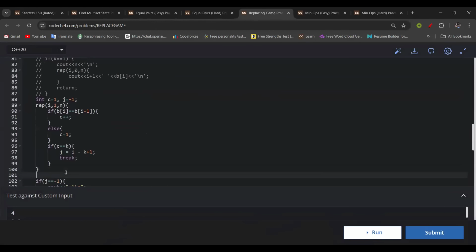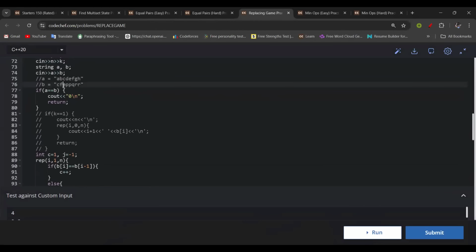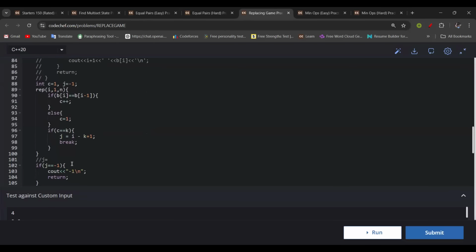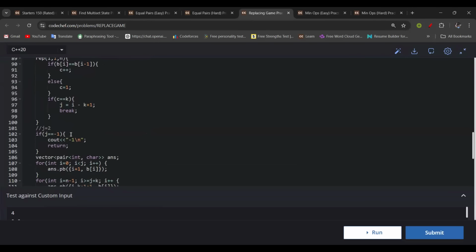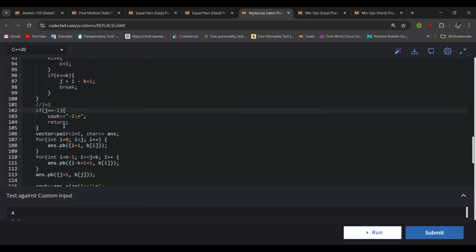So here, in C, in J, the index I would get would be the index of this P, which is 0, 1, 2. So 2 is the index I would get. From this index 2, we have 3 consecutive characters which are equal. After that, since this J is not -1 — if it would have been -1, we didn't find any K consecutive equal characters.